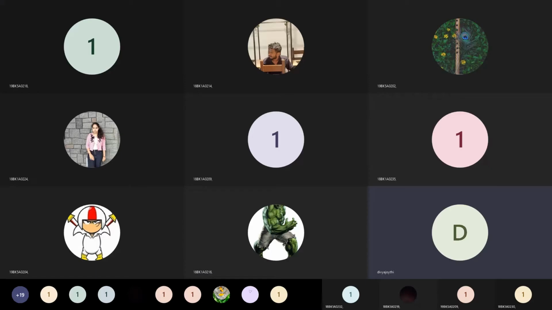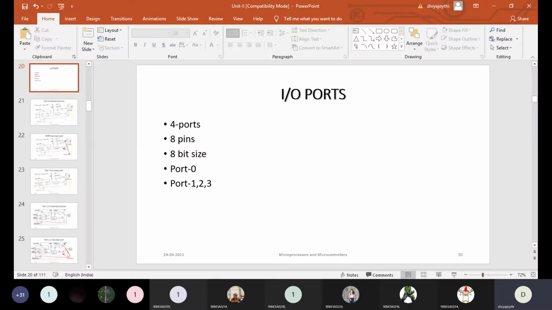Totally 4 IO ports. As you all know, IO is nothing but input and output ports. These 4 IO ports are inbuilt for the 8051, and each port consists of 8 pins. That means 8 plus 8 plus 8 plus 8, or 4 into 8, totally 32 pins out of 40 pins. These 32 pins of 8051 are meant for connecting the input and output devices externally.